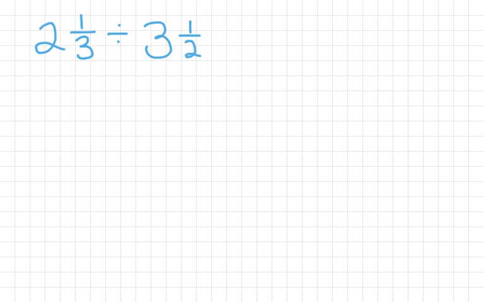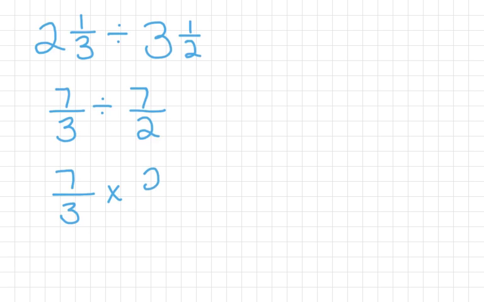So on the first one, 3 times 2 is 6, plus 1 is 7, so I would get 7/3, divided by 2 times 3 is 6, plus 1 is 7, so again I get 7 as my numerator, over 2. Now I'm going to need to multiply by the reciprocal, so 7/3 times the reciprocal would be 2/7, and 7 times 2 is 14, over 3 times 7 is 21.